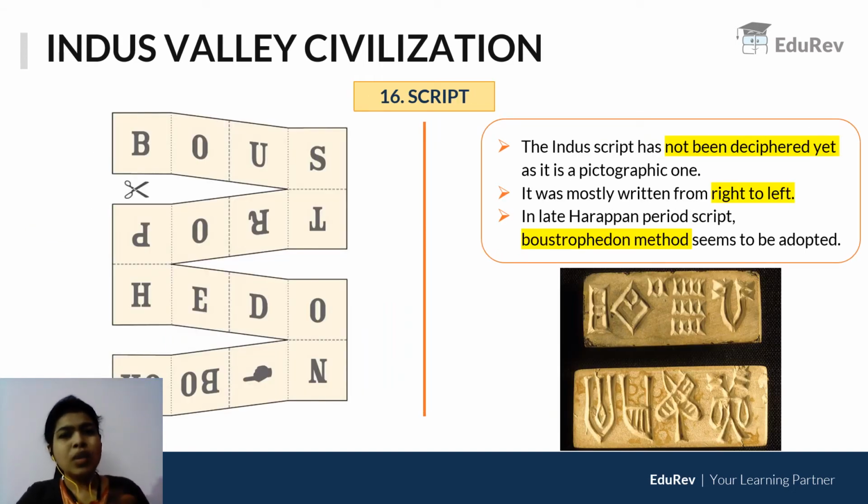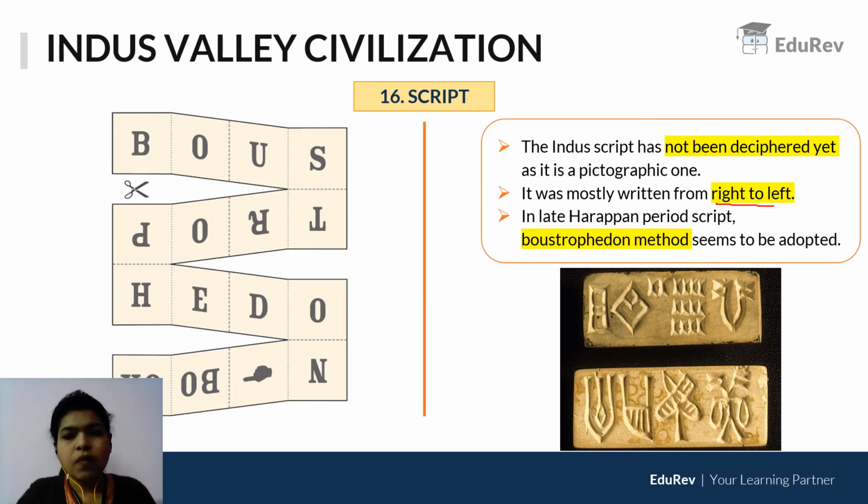Now coming on to the script. The script, of course, has not been deciphered yet. But what is very important is that it is a pictographic script. It was mostly written from right to left.